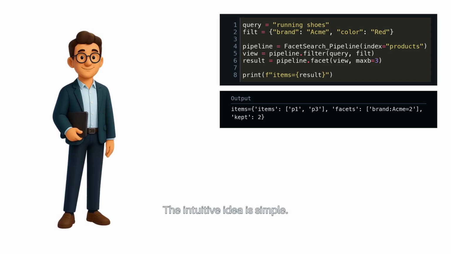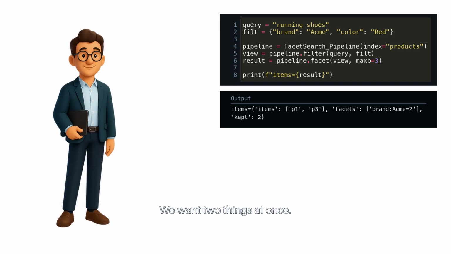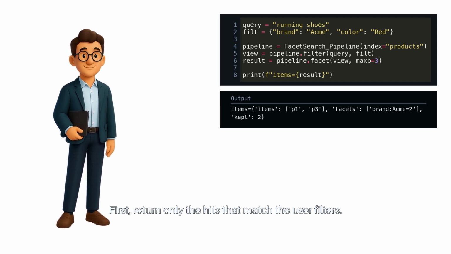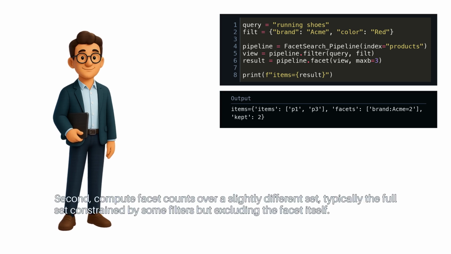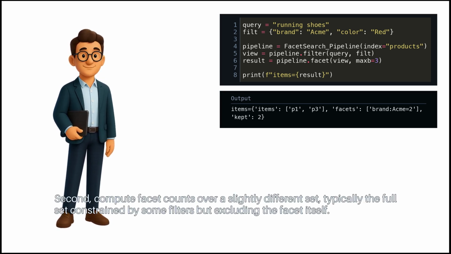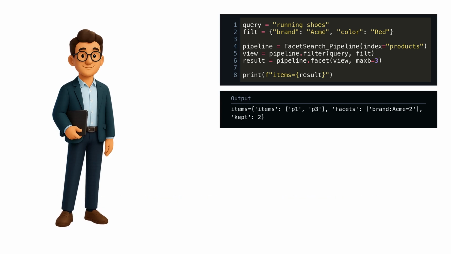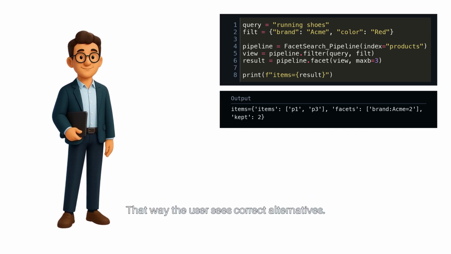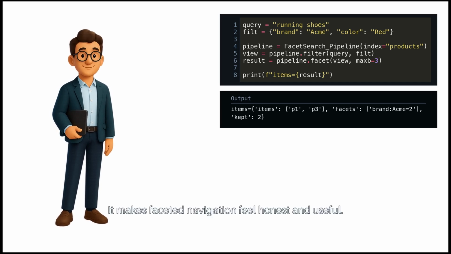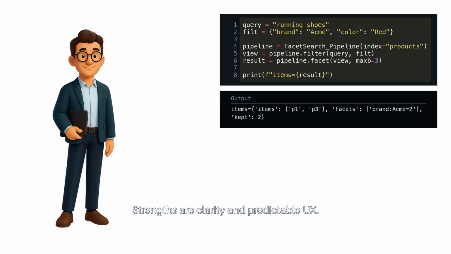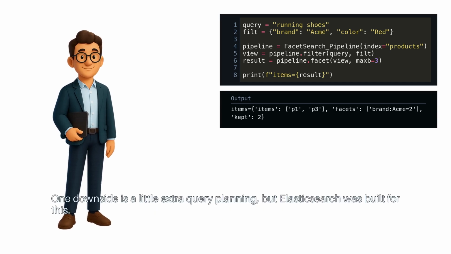The intuitive idea is simple. We want two things at once. First, return only the hits that match the user filters. Second, compute facet counts over a slightly different set, typically the full set constrained by some filters, but excluding the facet itself. That way, the user sees correct alternatives. It makes faceted navigation feel honest and useful. Strengths are clarity and predictable UX. One downside is a little extra query planning, but Elasticsearch was built for this.